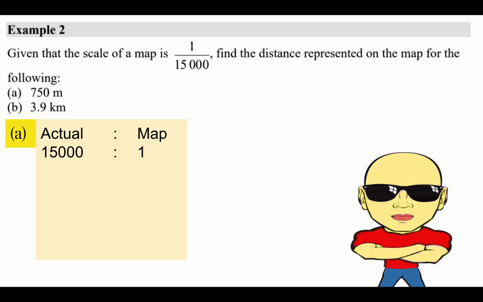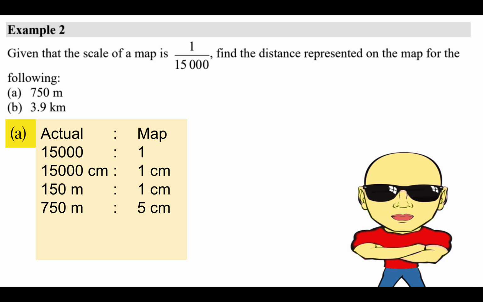Now, we want 750 meters, right? So how do we do that? Let us first insert the units. So we have 15,000 centimeters to 1 centimeter. We can then convert 15,000 centimeters to meters. So that will give us 150 meters to 1 centimeter. Finally, we want 750 meters. So 750 meters will give us 5 centimeters because 750 is 5 times 150. Therefore, we multiply by 5.